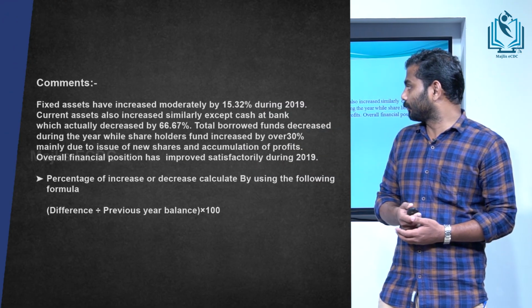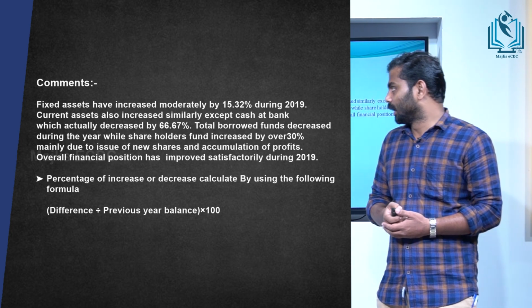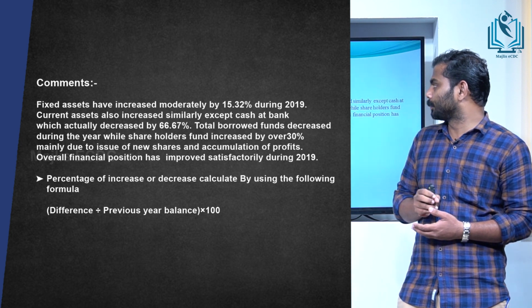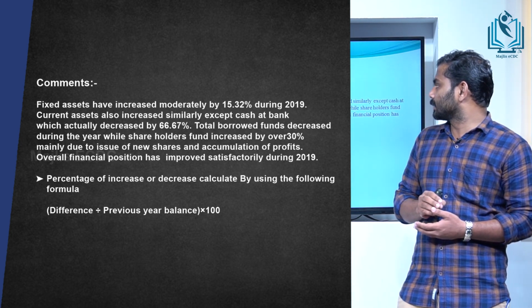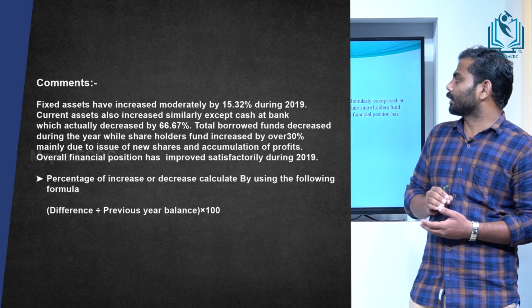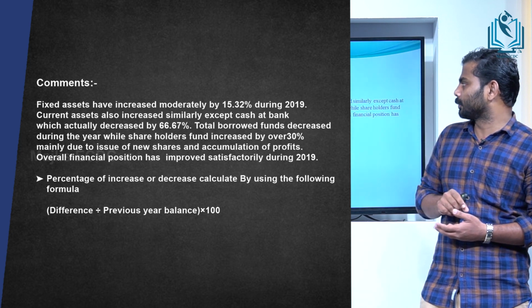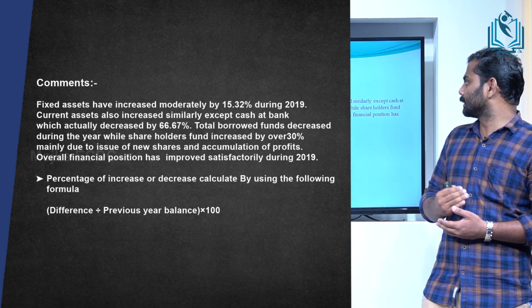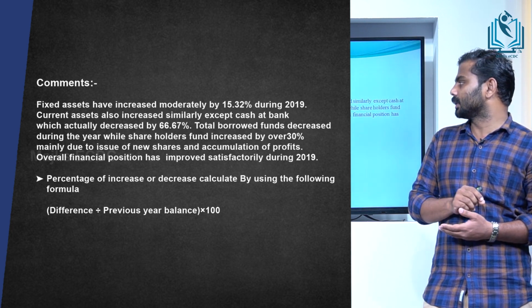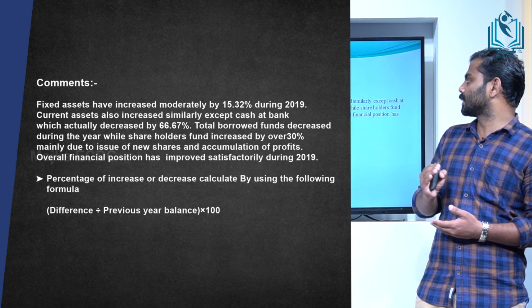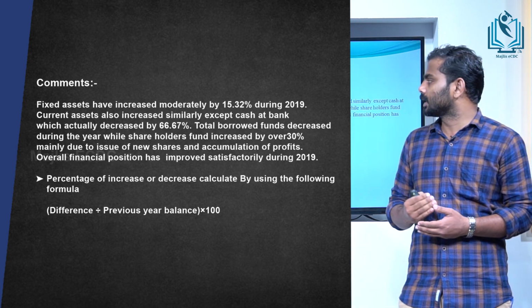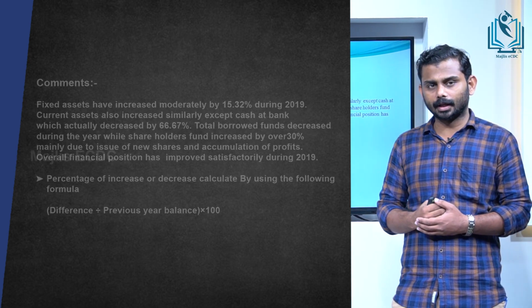See the comment on the comparative balance sheet of Shriram Limited. Fixed assets have increased moderately by 15.32% during 2019. Current assets also increased similarly except cash at bank, which actually decreased by 66.67%. Total borrowed fund decreased during the year while shareholders fund increased by over 30%, mainly due to issue of new shares and accumulation of profit. Overall financial position has improved satisfactorily during 2019.